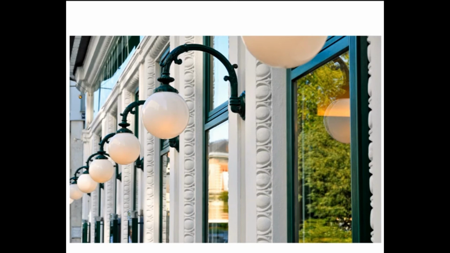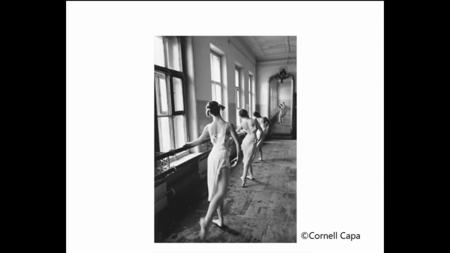And repetition, I suppose, also has this idea of uniformity to it. So this is a great photograph here of ballet dancers from Cornell Capa. Cornell Capa is Robert Capa's younger brother, who was a very famous photographer in his own right. But you can see here there is this repetition in these dancers practicing the same moves. It's a wonderful photograph. So look out for patterns and repetition.